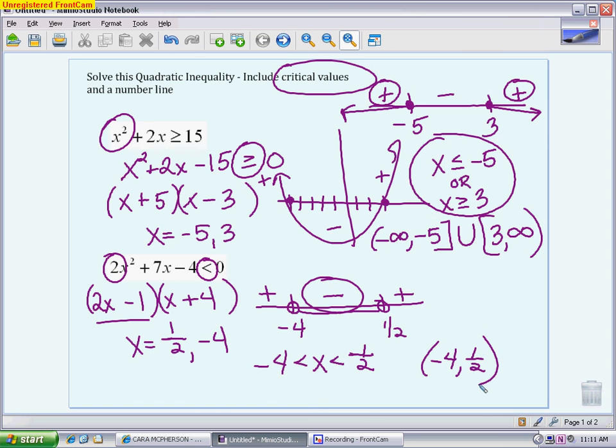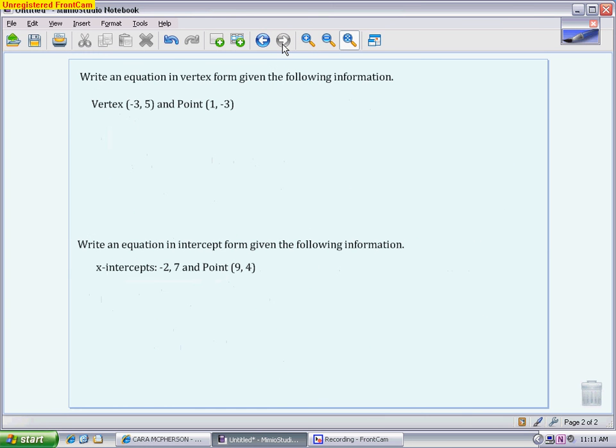The last skill that we had in the chapter was kind of going in reverse from the beginning of the chapter. In the beginning, you're given an equation, you have to graph it. In this case, you're actually given a picture or this piece of information, and you have to come up with the equation. So I'm going to do one of each type that we did in class. We did vertex form and we did intercept form. So we're going to start with vertex form.